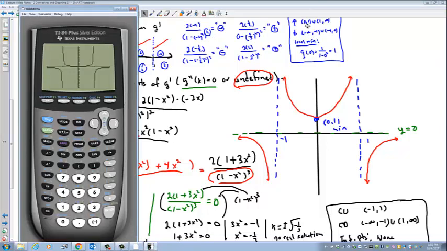You can tell from all this that it's increasing from 0 to 1, and 1 to infinity. It's decreasing from negative infinity to negative 1. It's concave up from negative 1 to 1. So it checks all the criteria that we found. And so this is our graph for g of x.